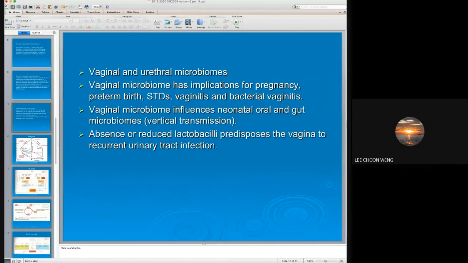As for how the vaginal microbiome can affect vaginitis, it seems that when the microbiome has an absence or reduced lactobacilli population, this will predispose the vagina to recurrent urinary tract infection. So why is the lactobacilli reduced or absent? It can be related to diet or stress, which will in turn affect the pH of the vagina.